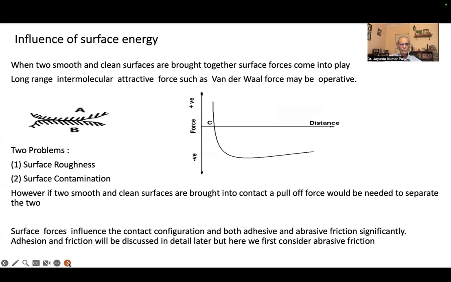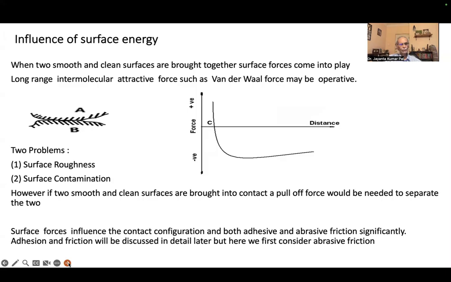This does not happen, because when the two surfaces are in contact, they have to be very smooth and very clean for the intermolecular forces to be operative. They have to be smooth because the roughness will not allow the molecular forces to be active, because molecular forces will be active within a few angstrom. And the contaminant layer will of course cause the same problem. They will not allow the two surfaces to come close enough for the intermolecular forces to be operative.